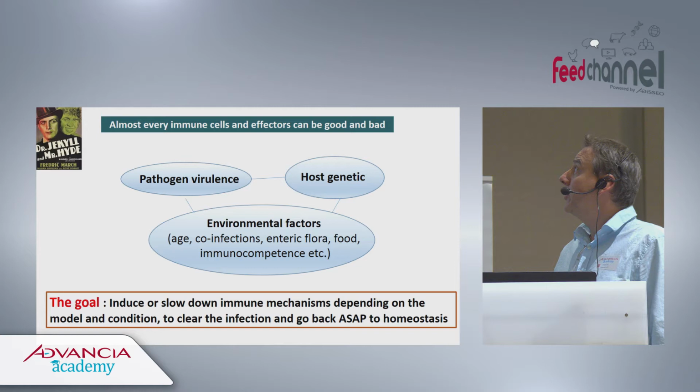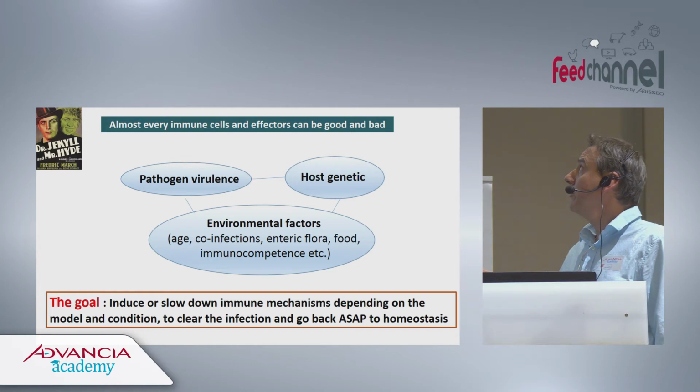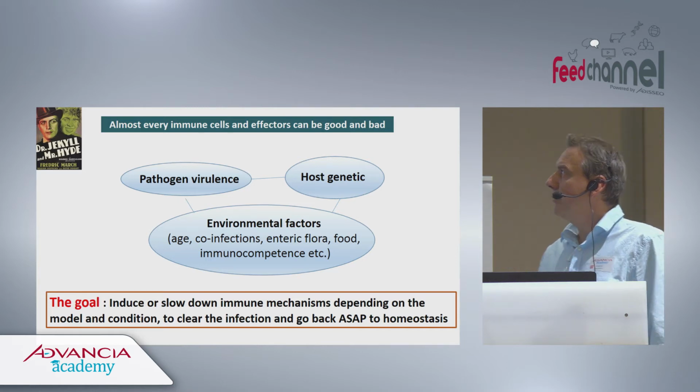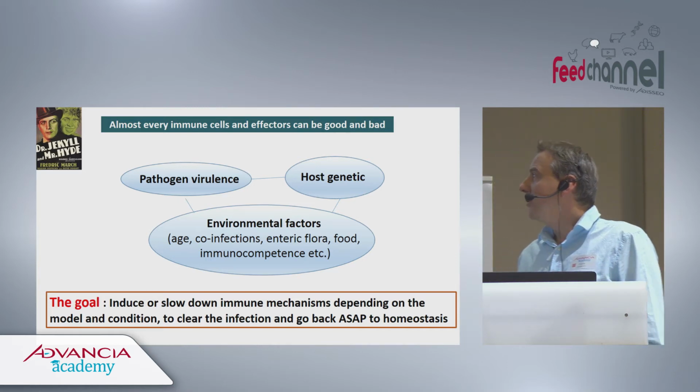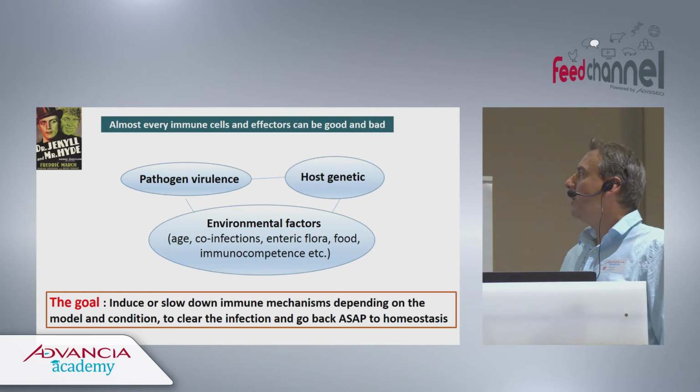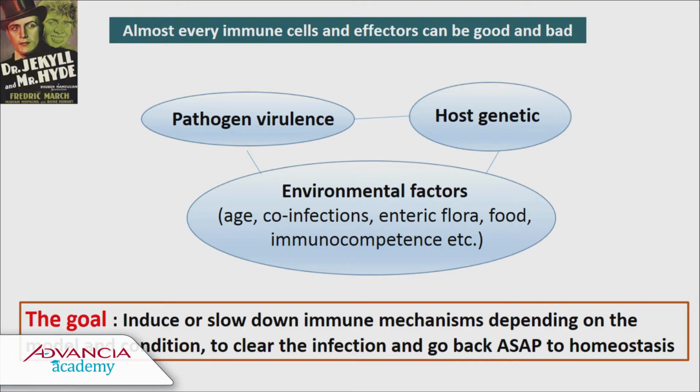So this depends on the pathogen virulence, the host genetics, but also different what I call environmental factors: the age of the animals, whether there are co-infections or not, presence of the flora, the food, and so on. So the goal is to induce or slow down immune mechanisms very quickly, depending on the modeling condition, to clear the infection and go back to homeostasis as soon as possible.